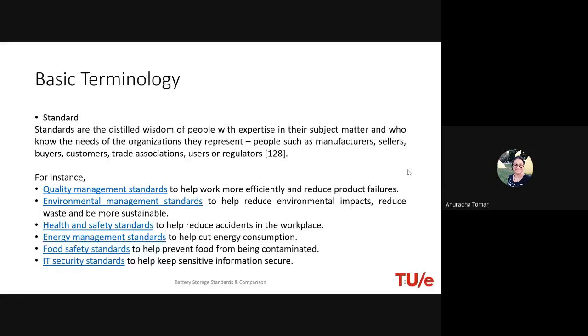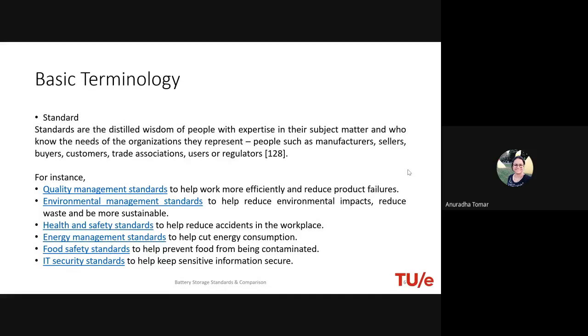I've just taken this definition from the ISO website. Standards are the distilled wisdom of people with expertise in their subject matter, and who know the needs of the organization. They represent people such as manufacturers, sellers, buyers, customers, trade associations, users, or regulators. As you can see here, there are different stakeholders for the standardization process, like the manufacturers, sellers, buyers, customers, and trade associations.